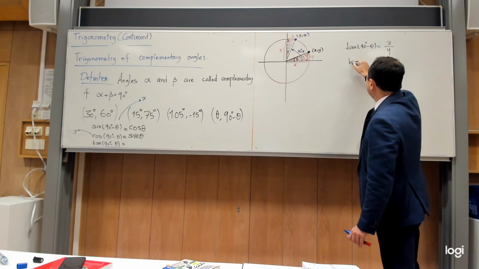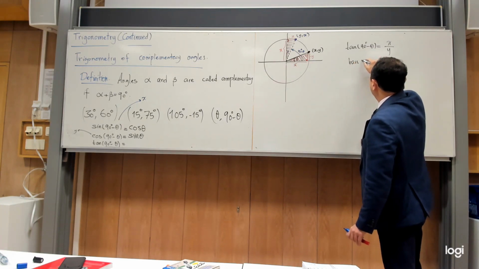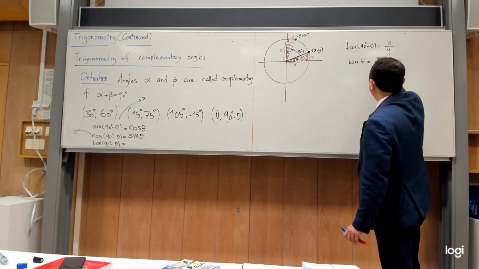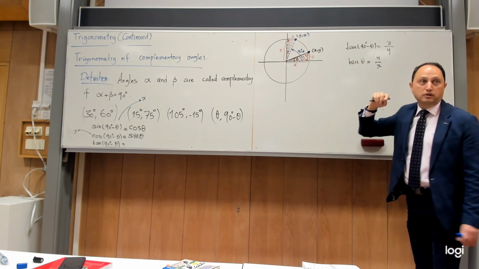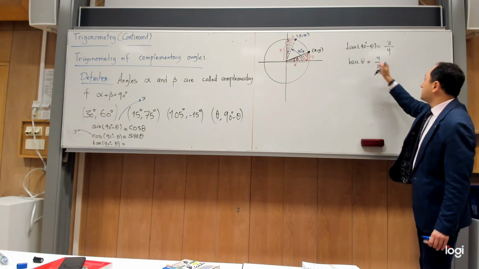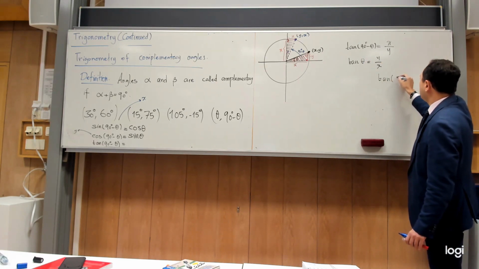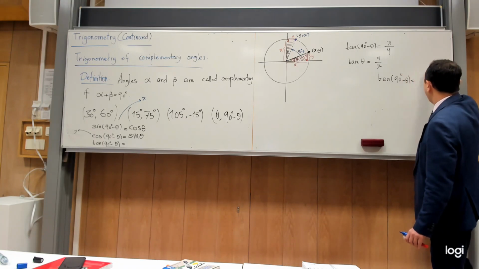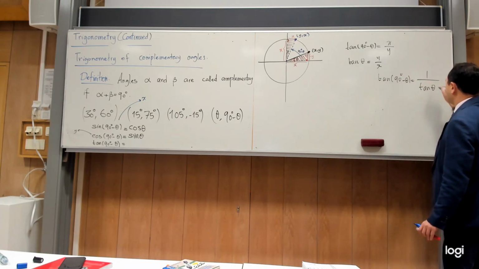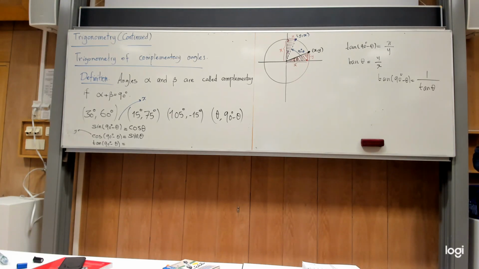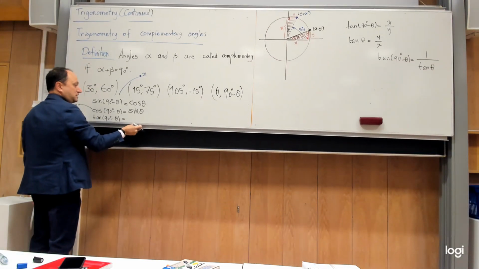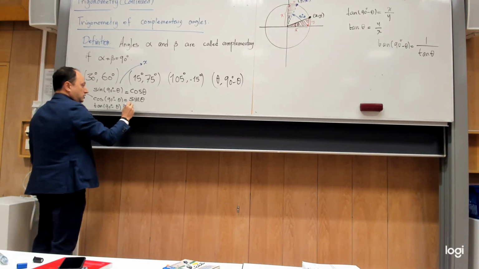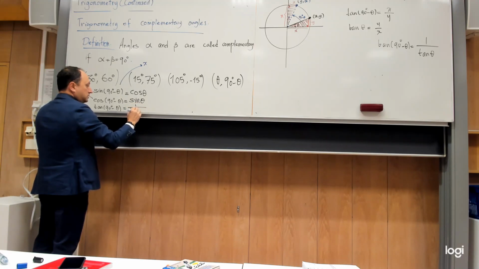If I ask you what is tangent of theta, you go here, you divide the y coordinate by the x coordinate. So these two numbers are not equal, but they are reciprocal of each other. Yes? So it means that tangent of 90 minus theta is 1 over tangent of theta. Is that understandable? So this is a little bit unusual formula. So this is why you have to be very careful, okay? So it becomes 1 over tangent of theta.